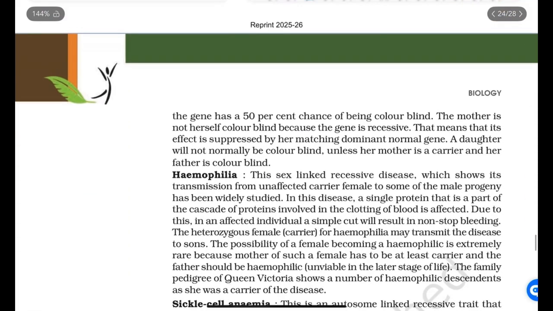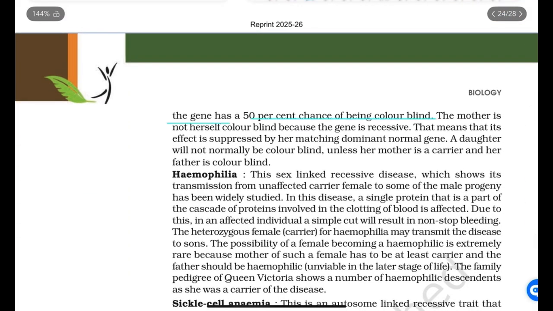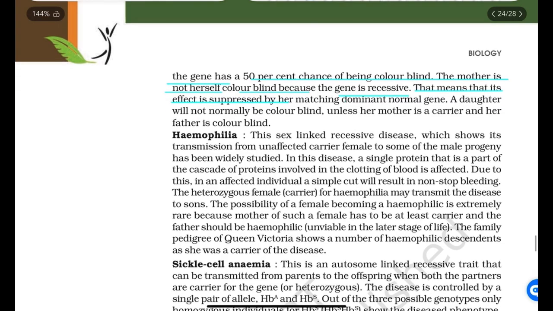A son of a woman who carries the gene has a 50% chance of being color blind. The mother is not herself color blind because the gene is recessive. That means that its effect is suppressed by her matching dominant normal gene. A daughter will not normally be color blind unless her mother is a carrier and her father is color blind.